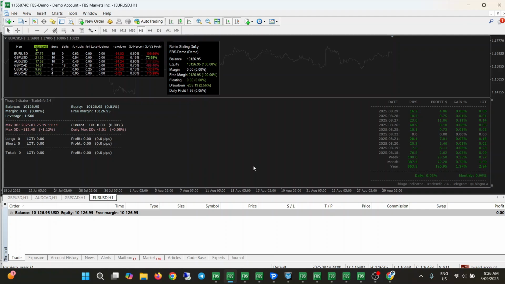Just remember that this was over a month, and this is not much. If you're paying for a VPS and it's your time monitoring it, $126 is not much at all, but it does pay for your VPS. If your VPS cost is like $30 a month or something like that, depending on how many EAs and how big it is. But yeah, pretty good.